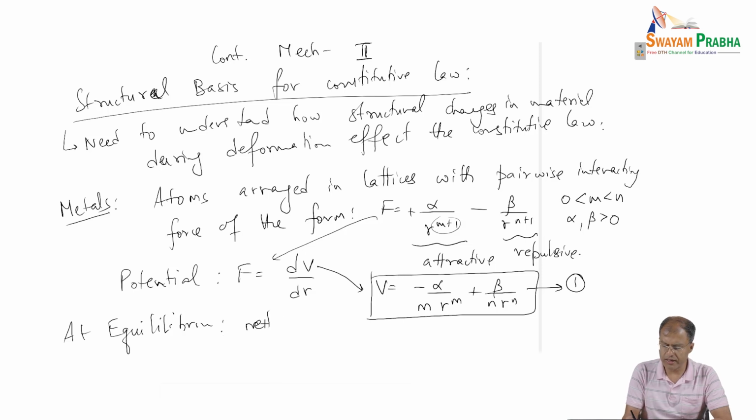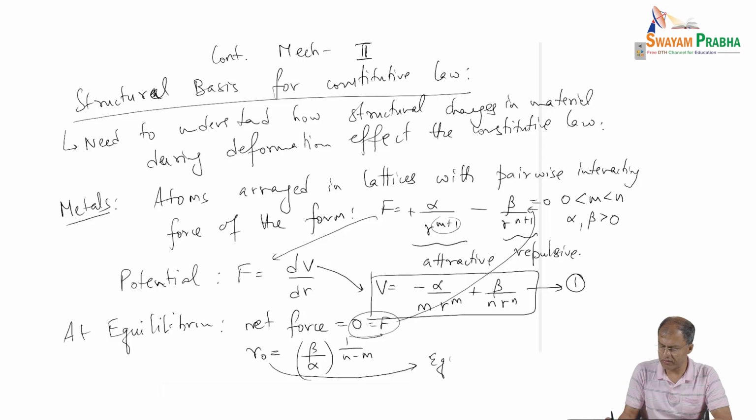So at equilibrium, the net force F must be 0. If that is the case, we can set F equal to 0 to find that r naught, the distance between the various atoms at equilibrium or no net force, comes out to be beta by alpha to the power 1 by n minus m. So I call this r naught my equilibrium spacing, that is an optimal spacing when there are no net forces acting, right?